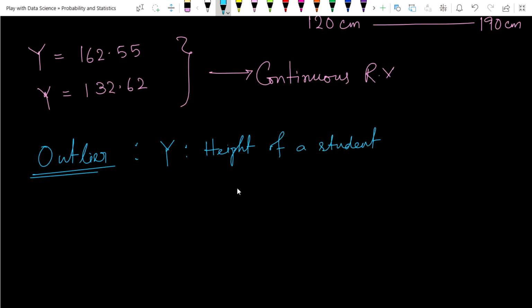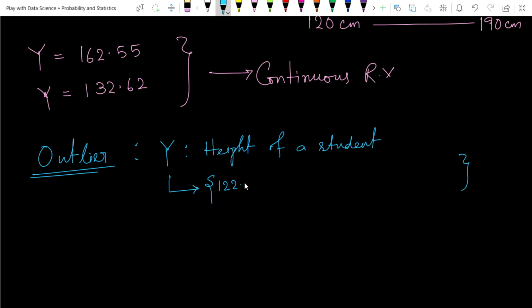Height of a student. We are designing this experiment, and the outcome of this experiment looks like this. We have taken the height of the students from a class. Let's say we have taken 50 students from a class.